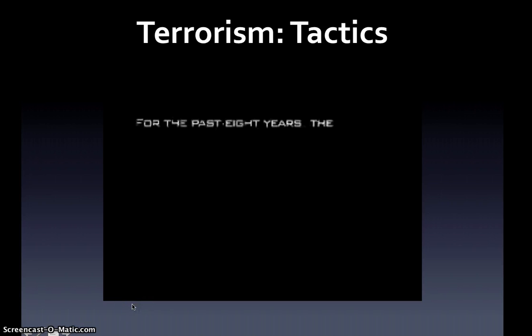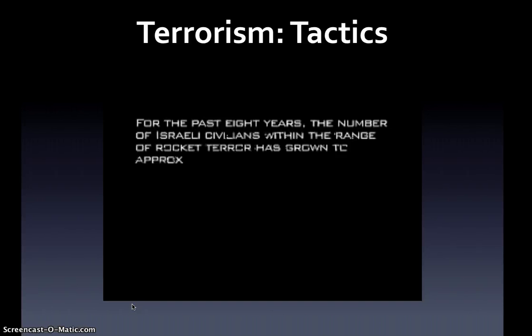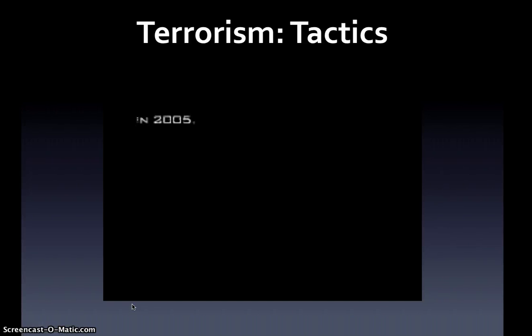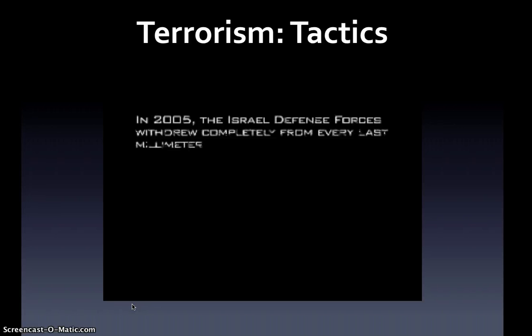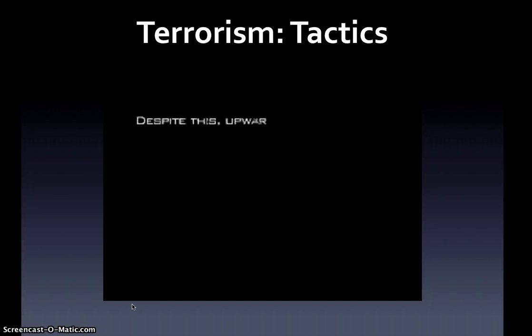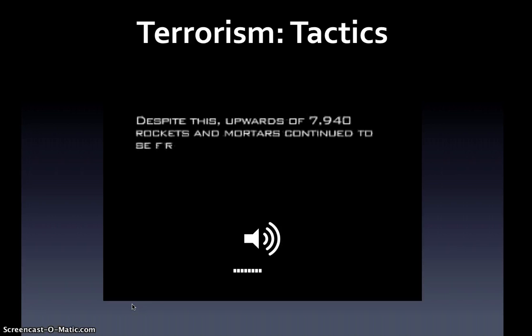For the past 8 years, the number of Israeli civilians within the range of rocket terror has grown to approximately 1 million people living under a constant threat of over 10,000 rockets and mortars. In 2005, the Israel Defense Forces withdrew completely from every last millimeter of the Gaza Strip, giving the local population an opportunity to take their destiny into their own hands. Despite this, upwards of 7,940 rockets and mortars continued to be fired at Israel.